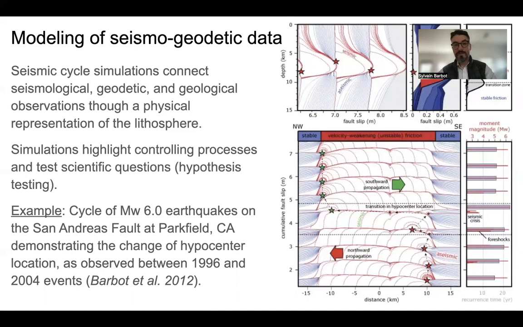An example of this is a simulation of earthquakes on the Parkfield segment of the San Andreas Fault that explains, among other things, why the hypocenter of these earthquakes would change location from one event to the next within a sequence.